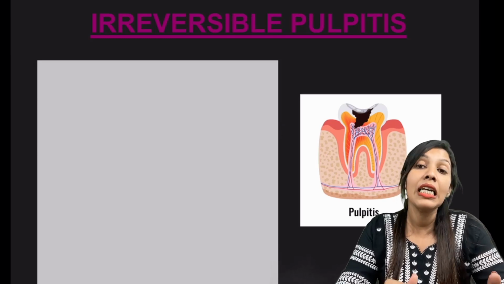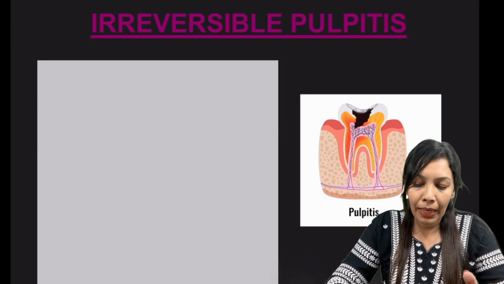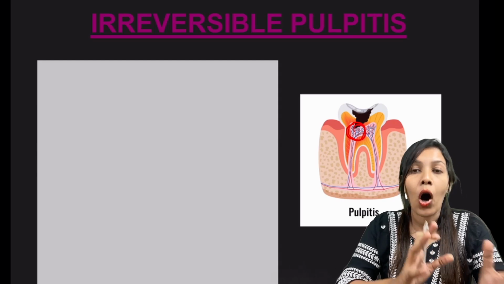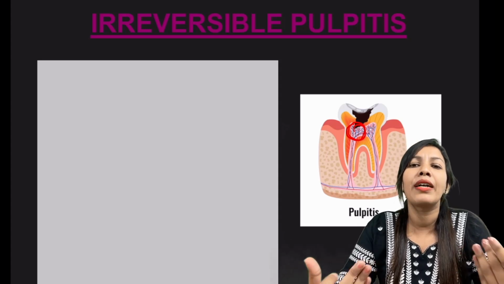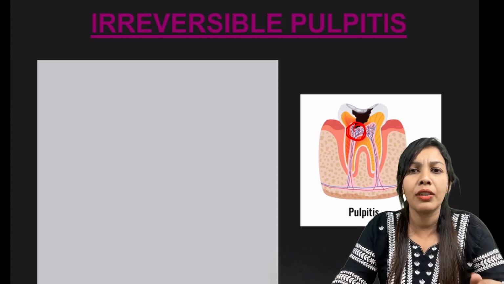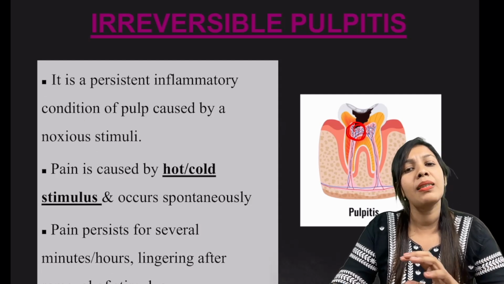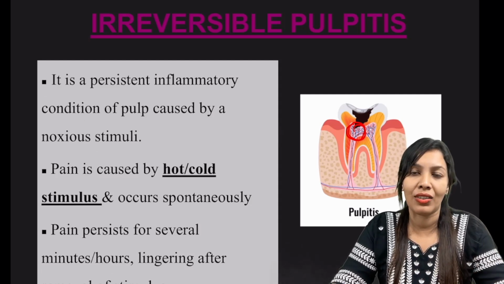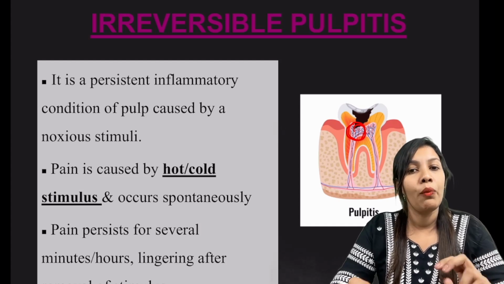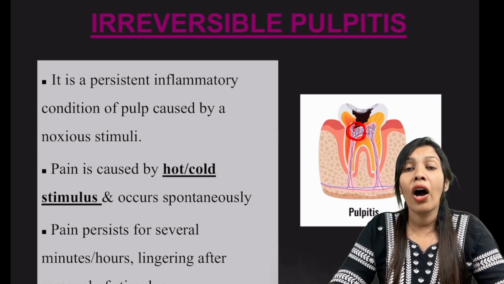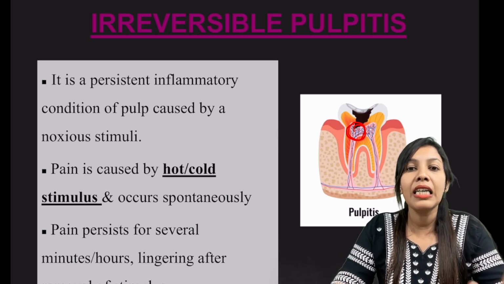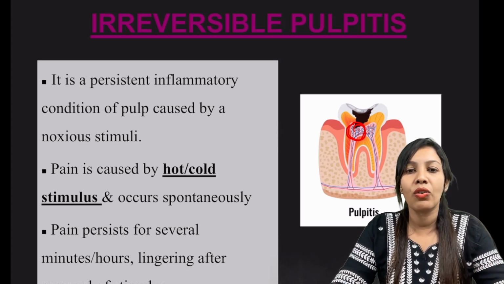Next condition is irreversible pulpitis. That is a pulpal inflammation that has gone to a stage where the pulp is not able to repair or come back to its normal healthy position even after we remove the stimuli. See, it is a persistent inflammatory condition. The other was not persistent. Very important, hot and cold stimuli. Patient is saying that I'm having difficulty when I take hot food. Just think that it is irreversible. Pulp is not able to come back to its normal position.